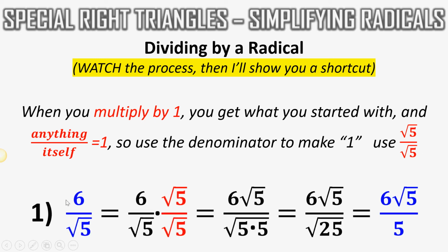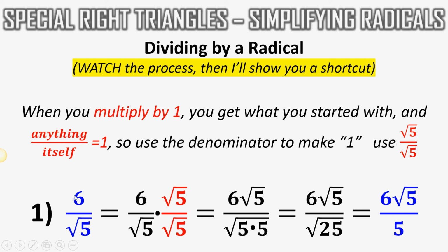So for this particular problem, I have 6 divided by radical 5. So I'm going to multiply it by 1, which is radical 5 over radical 5. When I simplify, I'm multiplying straight across. 6 times radical 5 is 6 radical 5. Radical 5 times radical 5 is radical 5 times 5. The numerator still stays the same, but 5 times 5 is 25. Well, that happens to be a square number. So the square root of 25 is 5. And my final answer is 6 radical 5 over 5.